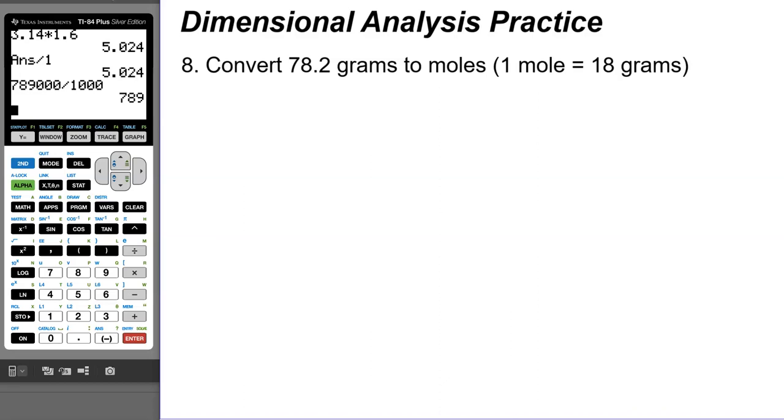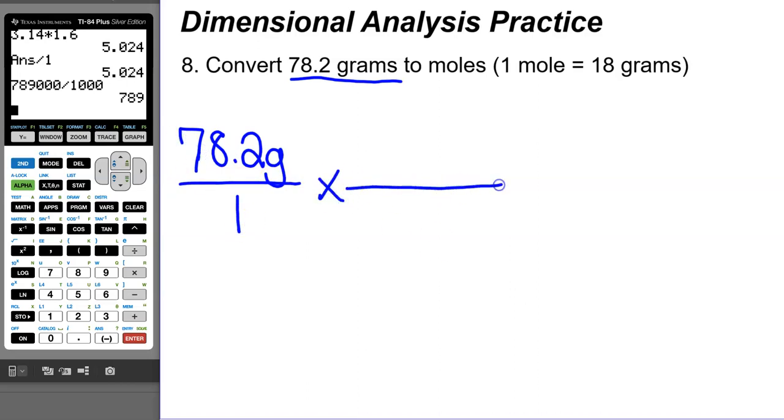So 1 mole equals 18 grams. We're going to go with that. And we'll set up our problem just like we would any other problem, starting with our given value, 78.2 grams. We'll put that over 1 so we know it's up in the numerator. And we'll multiply by a conversion factor. The unit we want to cancel is grams, so we're going to go ahead and drag and drop grams down to the bottom, down to the denominator.